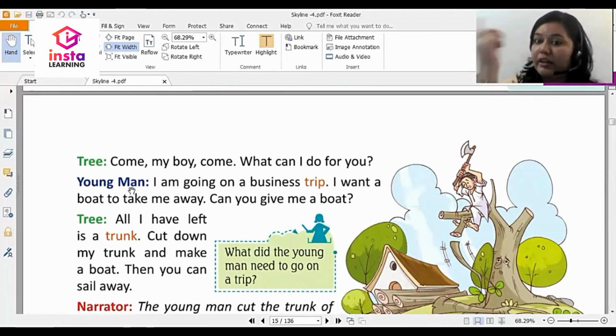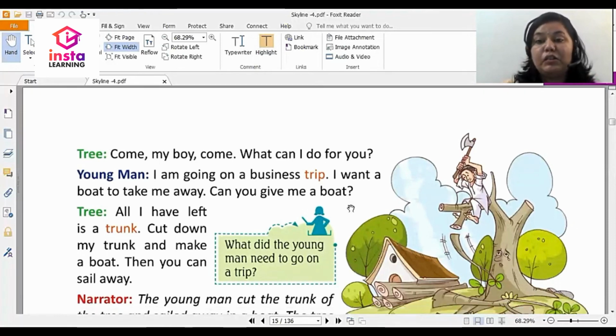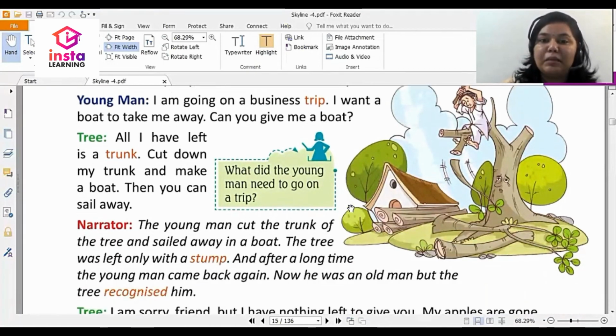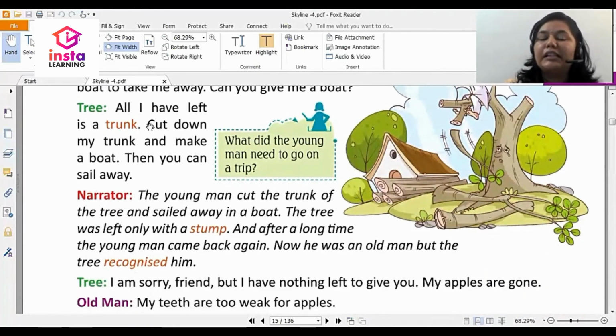Young man. This boy now has turned into a proper young man. I'm going on a business trip. I want a boat to take me away. Can you give me a boat? So again, the boy is asking for something from the tree. Tree says, all I have left is a trunk. Cut down my trunk and make a boat. Then you can sail away.